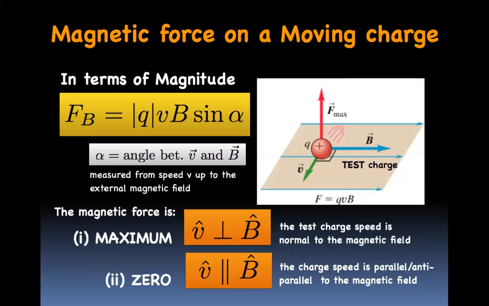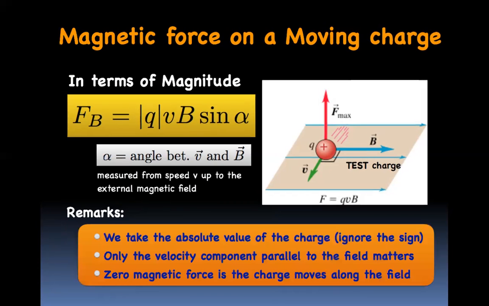From the formula of the magnitude, we find that the magnetic force is maximum if the test charge is moving perpendicular to the magnetic field. The magnetic force is zero if the charge is moving parallel or anti-parallel to the magnetic field.